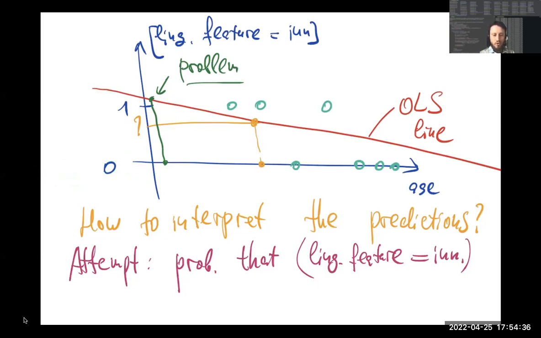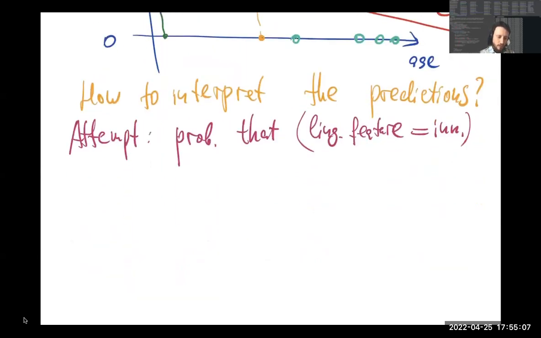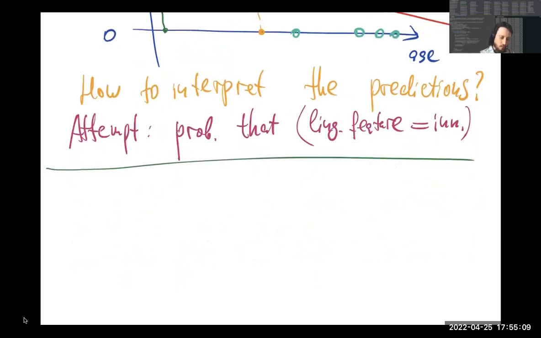And okay, it is possible to do something like this, but there is a more convenient and more natural way to discuss probabilities in this context. And to do so, we have to switch from ordinary least squares, from linear regression, to another kind of regression, which is called logistic regression. And to do so, I have to introduce a new thing. So let us discuss some probabilistic model.